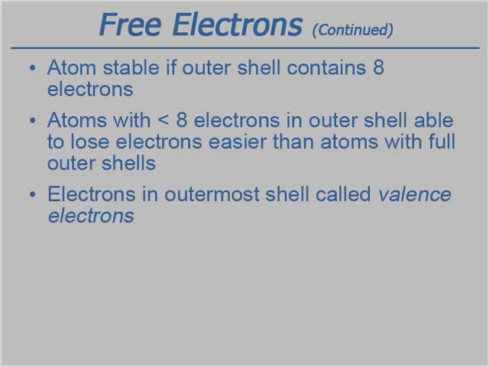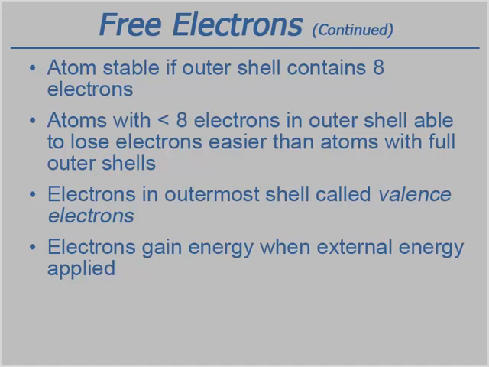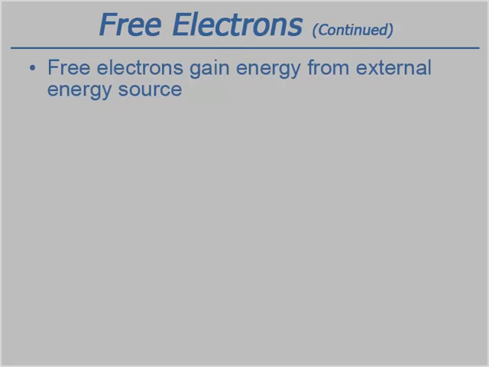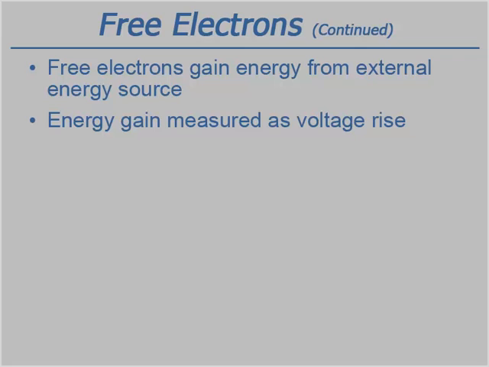The electrons in the outermost shell are called valence electrons. When external energy, such as heat, light, or electrical energy, is applied to certain materials, the electrons gain energy. If enough energy is applied, some of the valence electrons will leave the atom. These electrons are called free electrons. The external energy source will cause the free electrons to gain energy, creating an electrical pressure or force. The energy gained by the free electrons is measured as a voltage rise.